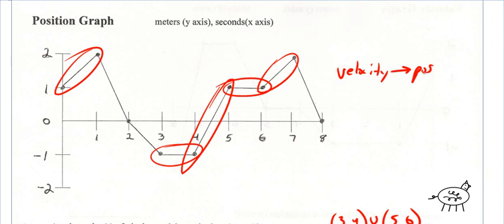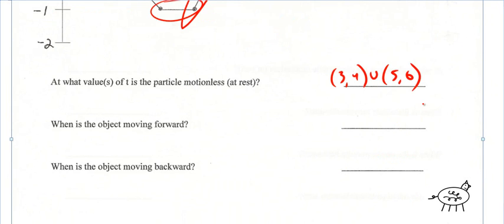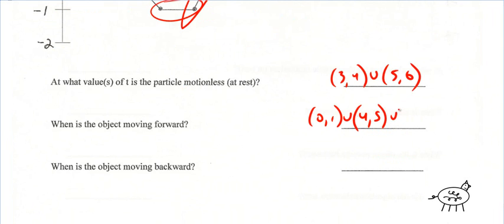Okay, and what is the slope of the position graph? The slope is velocity. So that's my answer. Between 0 and 1, between 4 and 5, and 6 and 7. So it's 0 and 1, union 4 and 5, union 6 and 7.